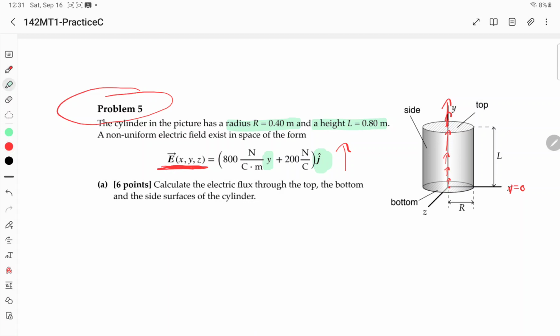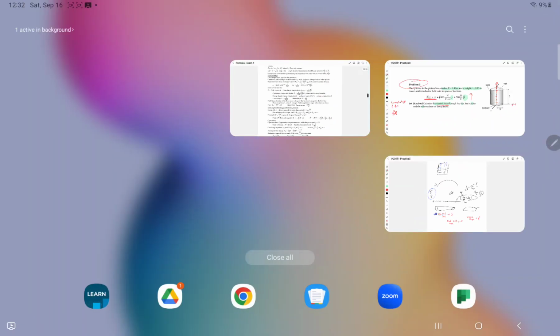So now it says here, for the first question, calculate the electric flux through the top, bottom, and side. This question kind of gives you hints as you go. The first thing I want you to do is, whenever you see this keyword of electric flux, or you hear words like Gaussian, or just flux in general, I want you to think automatically of these two equations.